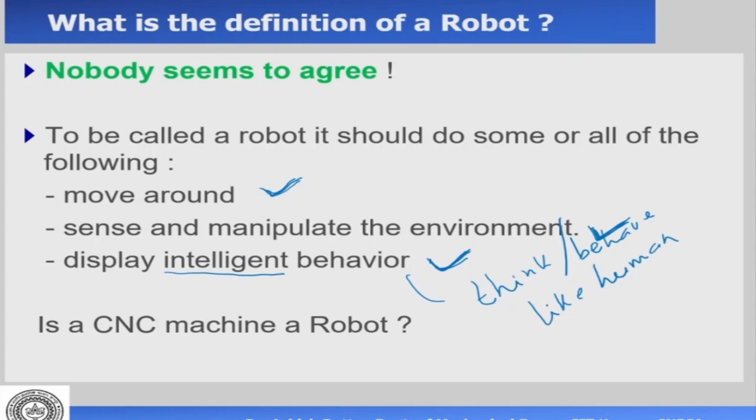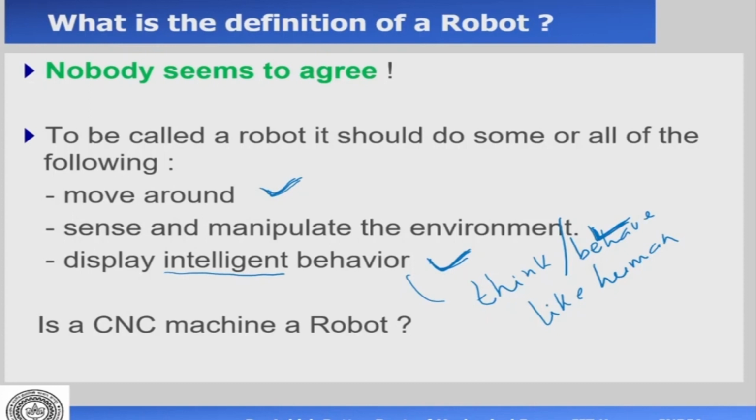Does it display intelligent behavior? Well, that depends on what you mean by intelligence. In a way, maybe a little bit, because if it can sense and manipulate the environment, it also needs to take decisions on its own. So maybe it has very little intelligence or maybe none, but it satisfies the first two. It moves around and it senses and manipulates the environment, so we can call it a robot. If a machine satisfies any one or all of these three requirements, we can call it a robot.